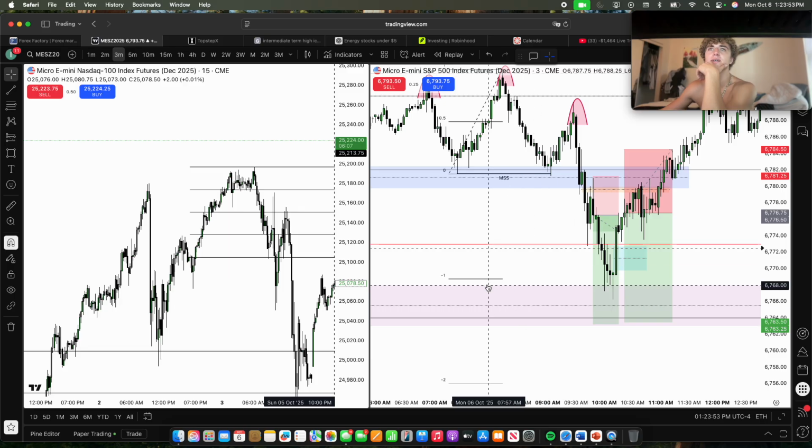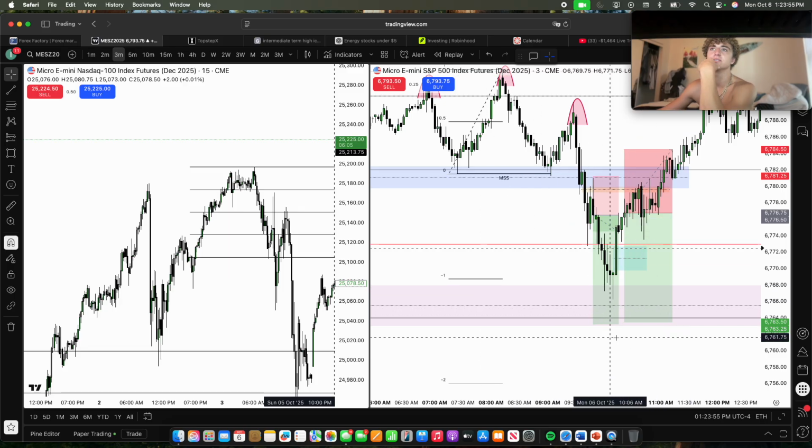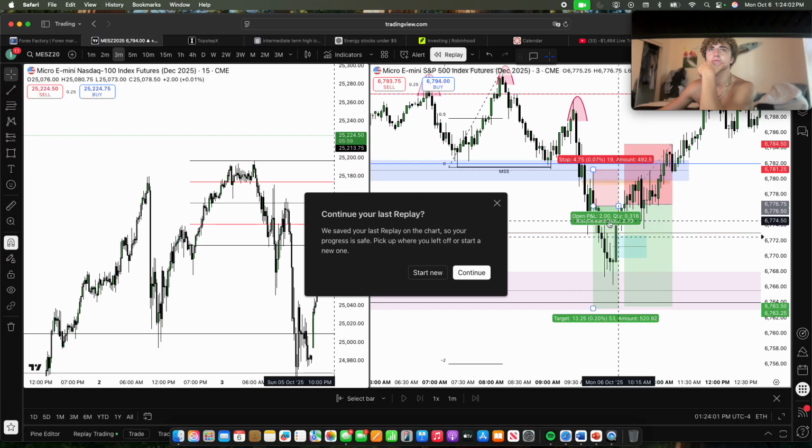I'm gonna delete that one. -1 standard deviation, as well as new week opening gap. That should have been the play. The market should have stopped for me.